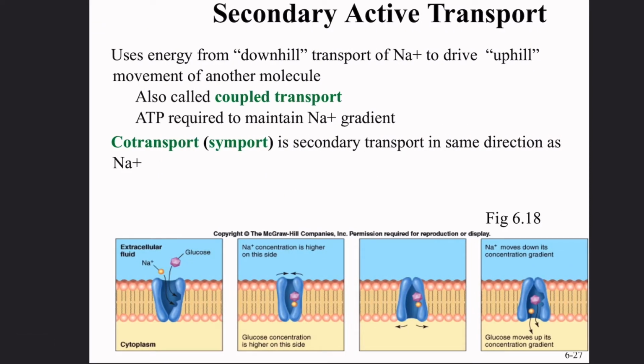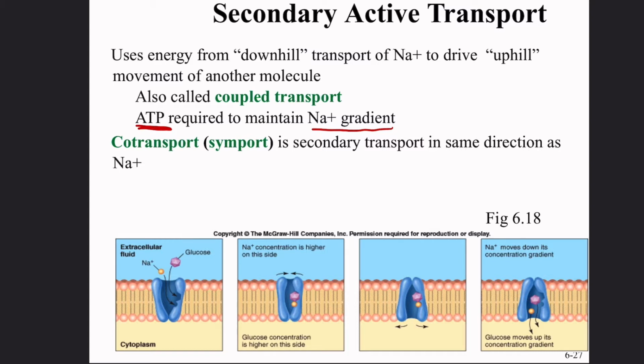Secondary active transport is going to use the energy that was set up by that primary active transport to drive something else along with it. So this is kind of bringing something along, and it's also called coupled transport. This is considered active transport because ATP is required for that initial concentration gradient in the first place, and this usually deals with sodium.